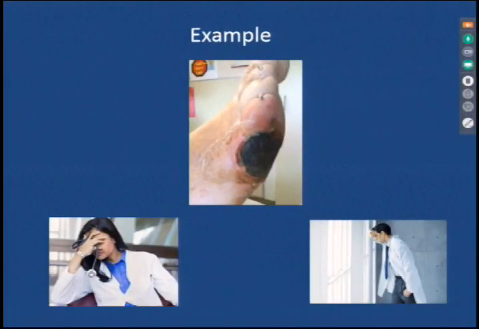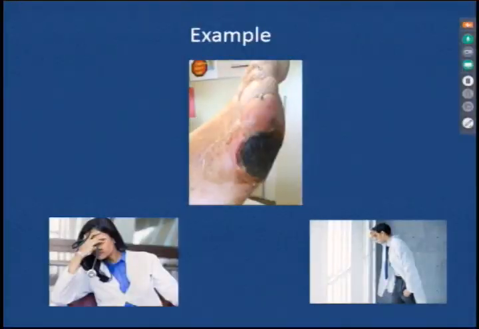So I'm going to give you an example of my own diagnostic errors, and this occurred several years ago. I was on the inpatient service at the University of Iowa and working with a couple of residents, and we were called to see a patient in the emergency room with a diabetic foot ulcer that was not responding to outpatient antibiotics. He had a low-grade fever.